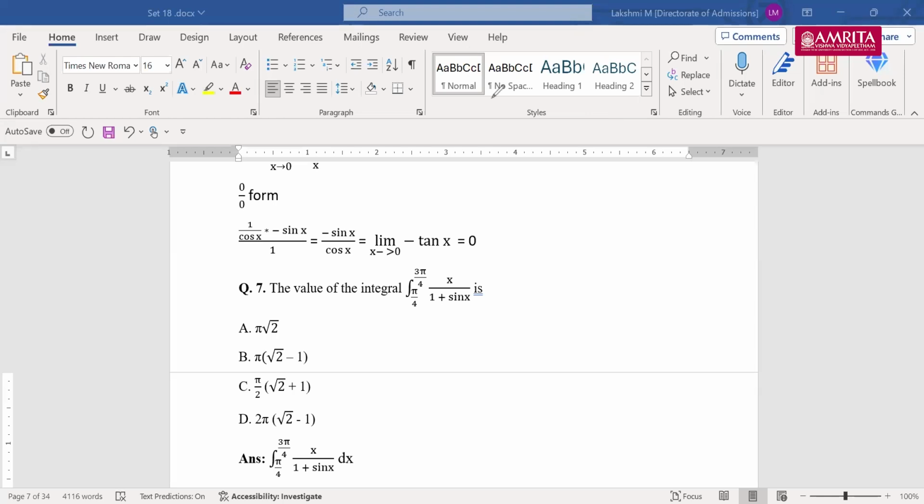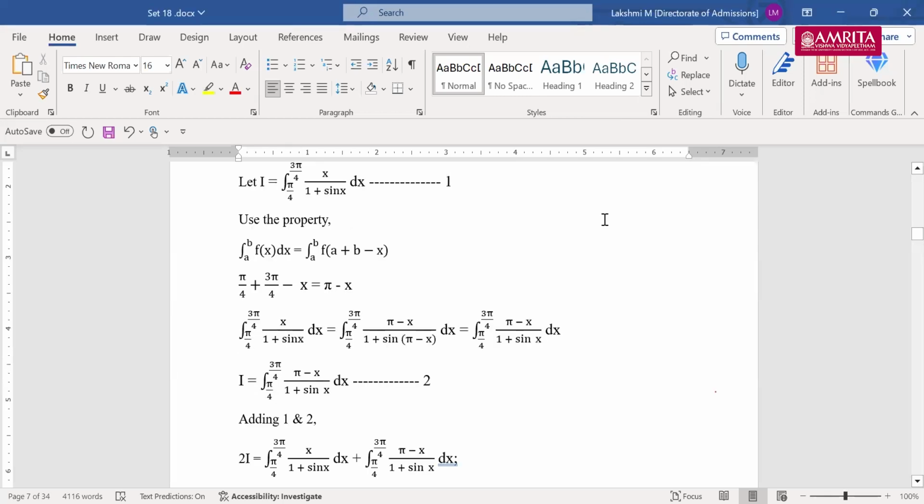Okay. I hope you have started solving this question. So yes, we'll start solving it together. Integral of a to b f of x dx is equal to integral of a to b f of a plus b minus x. So this will be pi by 4 plus 3 pi by 4. So 4 pi by 4, it's pi only. So it's pi minus x. So I'm just going to substitute for x as pi by 4. Sorry, pi minus x. Integral of pi by 4 to 3 pi by 4, pi minus x by 1 plus sine of pi minus x.